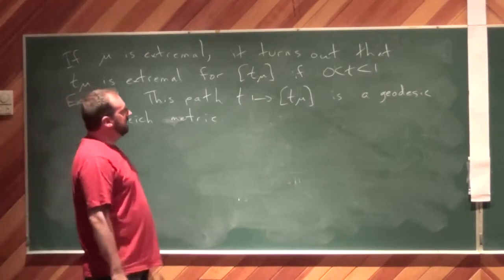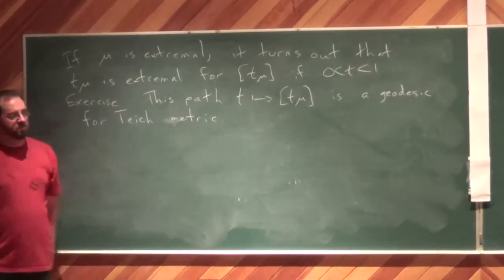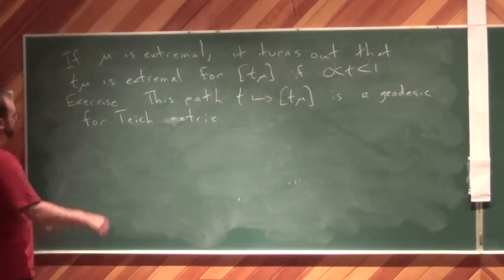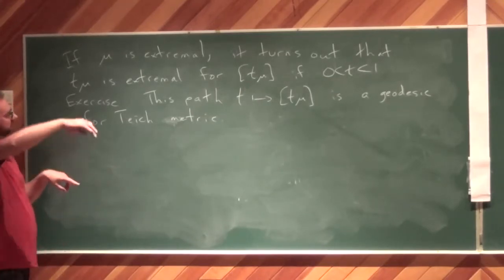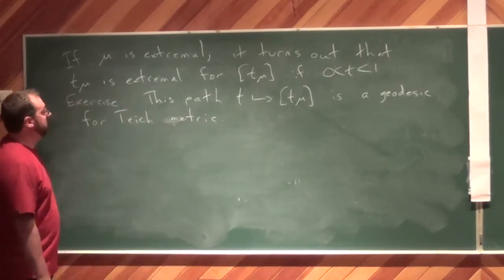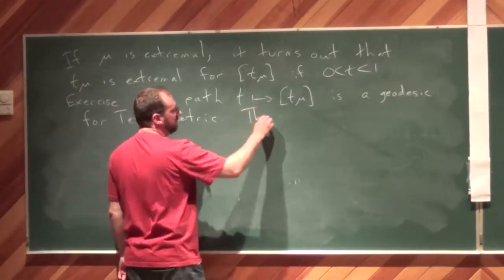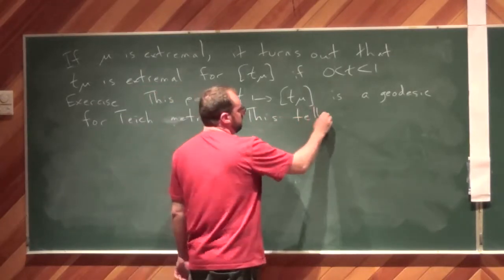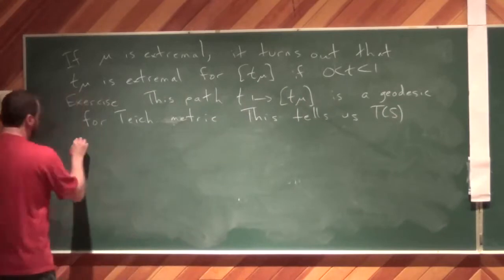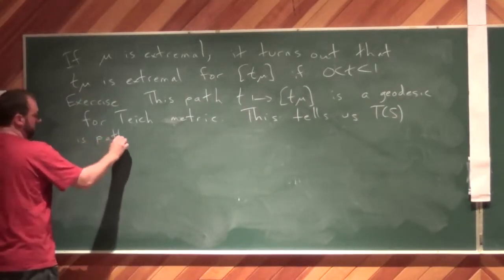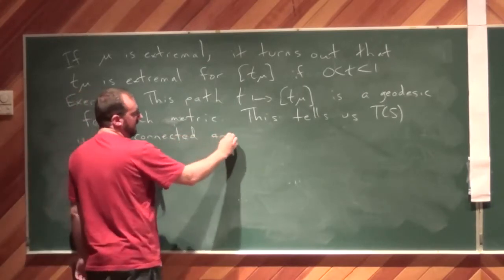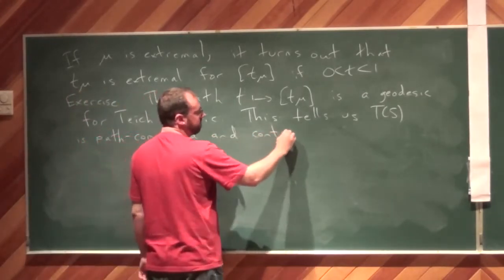So what this tells us is that every time you have an extremal, you can produce a geodesic from the base point to that point in the Teichmüller space, and the geodesic looks like this. So this tells us Teichmüller space is path connected and contractible.